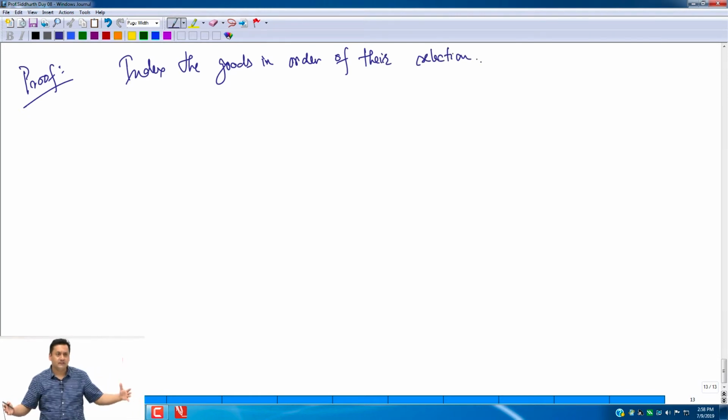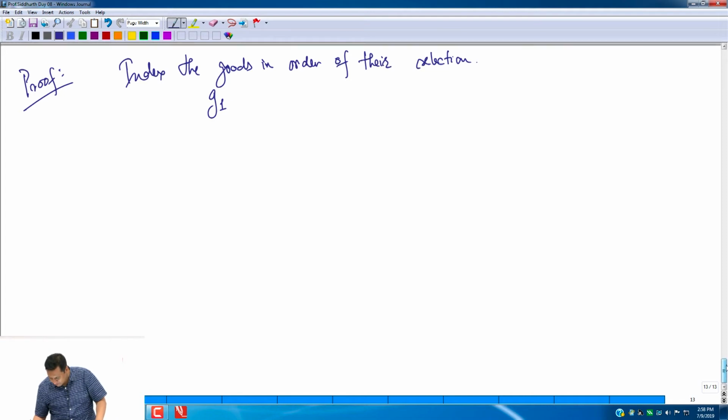So I have m goods, and one after the other these m goods get selected. All I'm doing right now is again a notational setup. I'm just indexing them in the order they got selected. So G1 is the first good that got picked up.